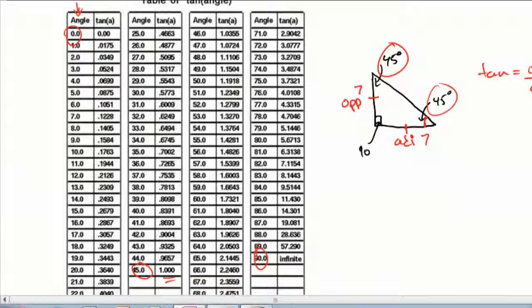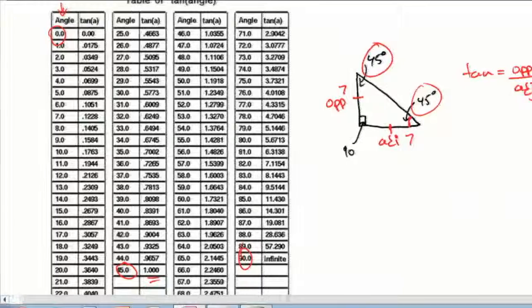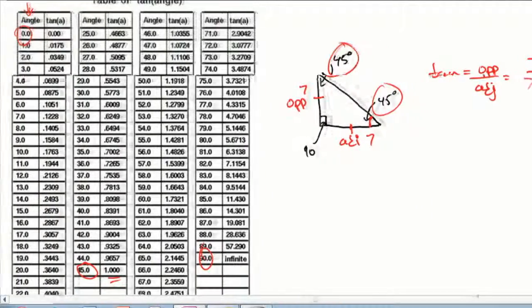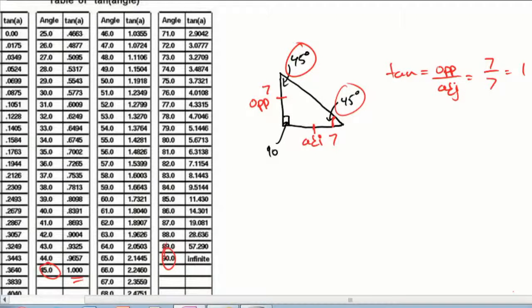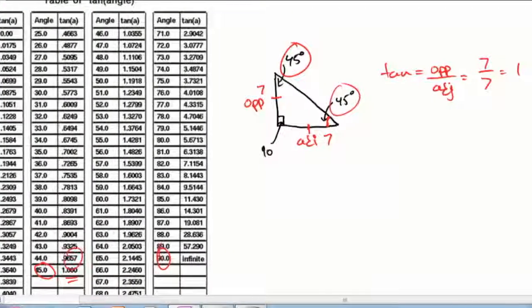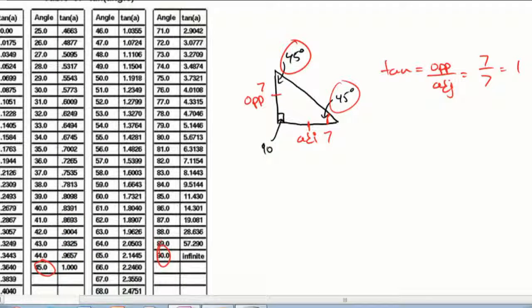So it's exactly the ratio of 7 over 7, it's 1. So a 45 degree angle means that we have an exact ratio of 1. And as you get further away from 45, maybe closer to 90 or closer to 0, you end up with numbers that are really far from 1. So that's kind of the way that works.